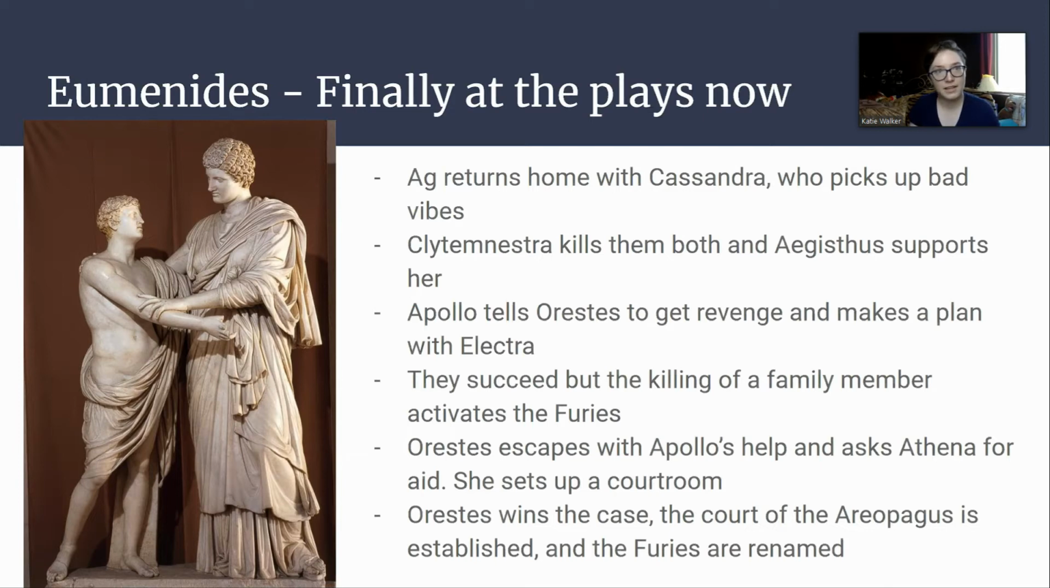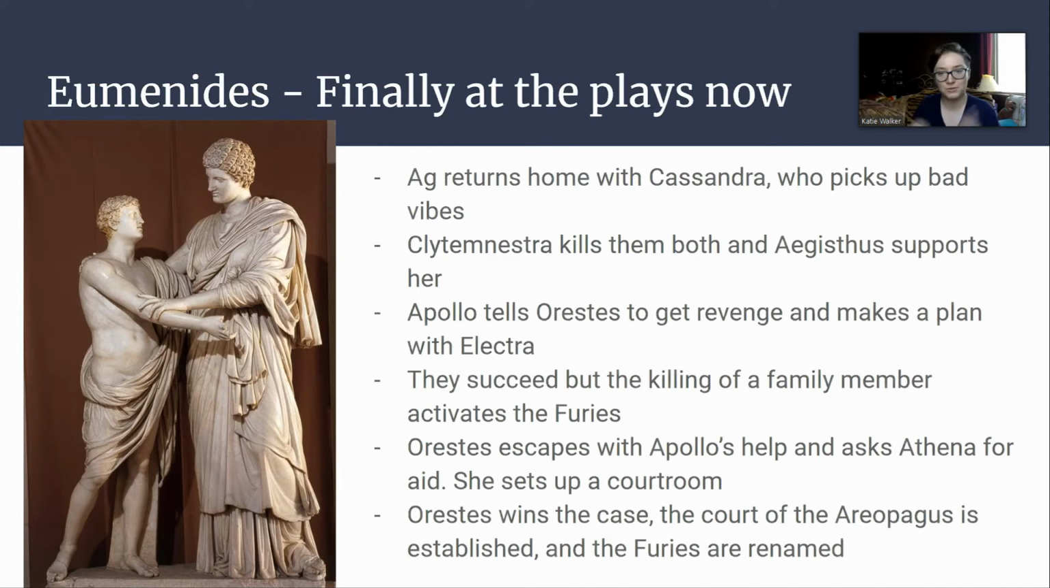She has this court case. Everyone presents their sides, the Furies on one side and Orestes on the other. And Orestes ends up getting a split vote from the various jurors that she's picked up from the town. And then Athena gives the deciding vote for Orestes, and he wins the case.